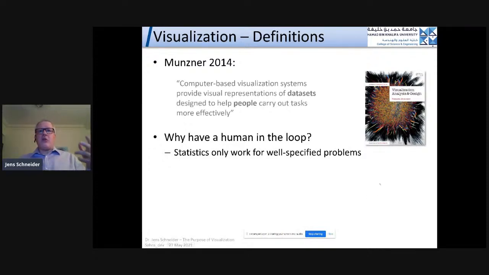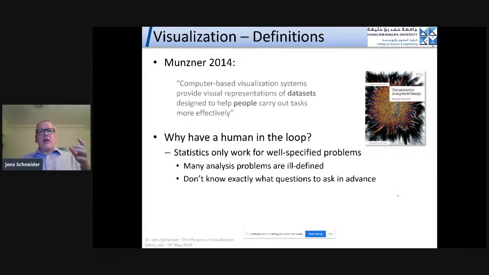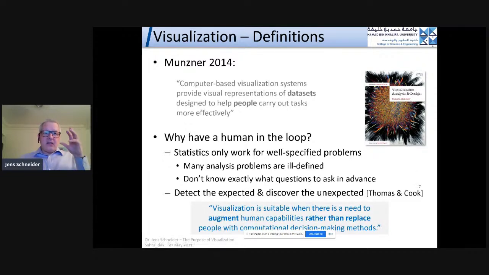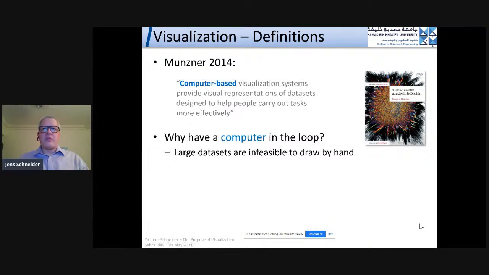So statistics only work for well-specified problems, and many analysis problems are ill-defined, and you don't typically know exactly what question to ask in advance. And therefore, you try to detect and discover the unexpected. And this is very important because visualization tries to augment human capabilities rather than to replace people with computational decision-making methods. So visualization is strongest when you try to understand what your actual problem is.